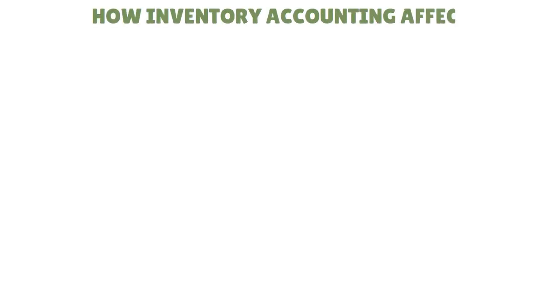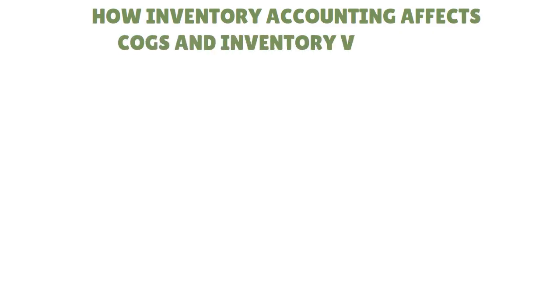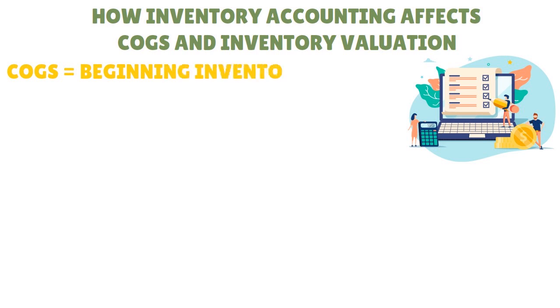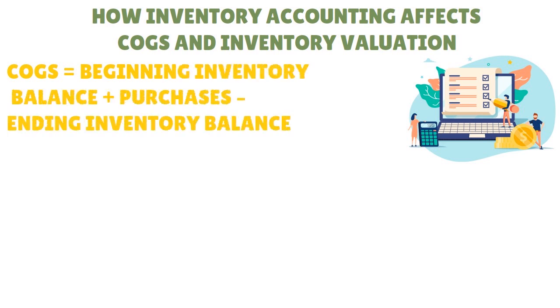Now, let me talk to you about how inventory accounting affects cost of goods sold and inventory valuation. Cost of goods sold and inventory valuation, two critical financial management metrics, depend on properly accounting inventory. When determining cost of goods sold, the formula is, I'm going to put this on the screen: cost of goods sold equals beginning inventory balance plus purchases minus ending inventory balance.